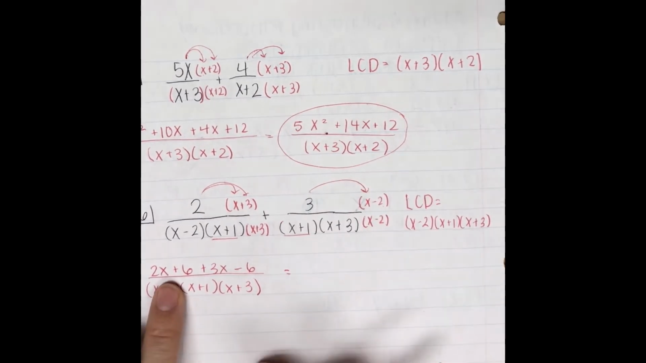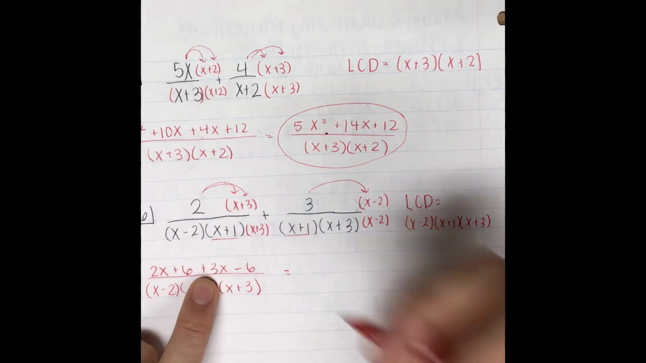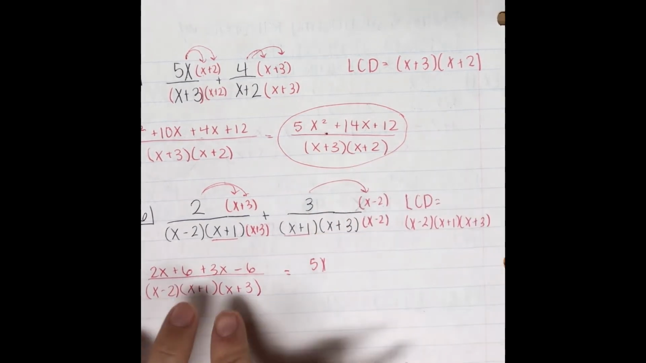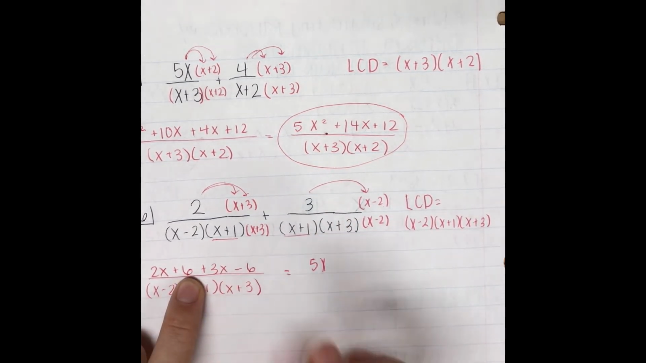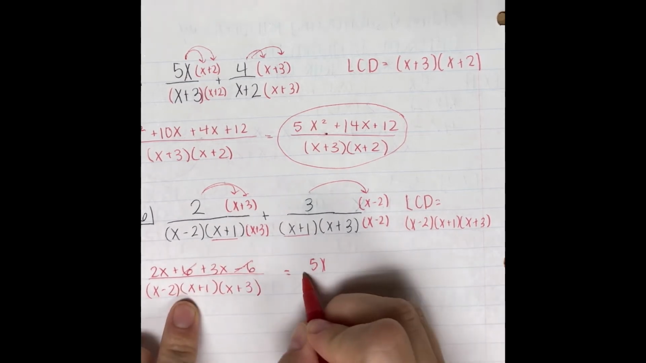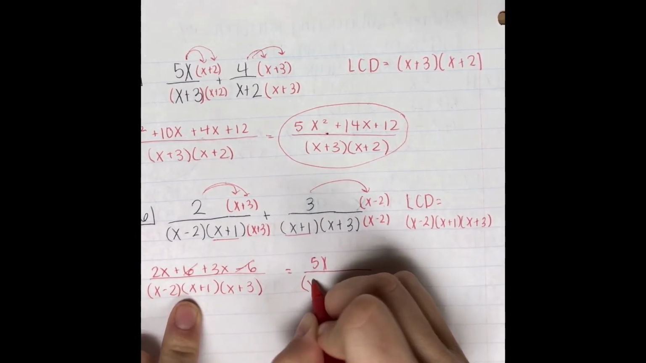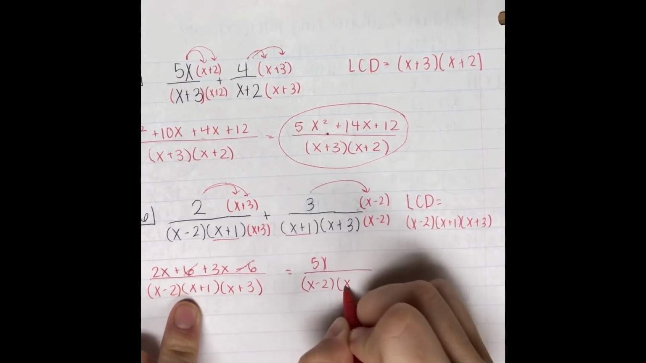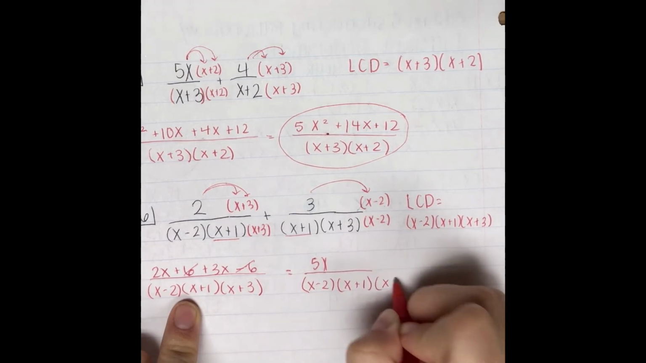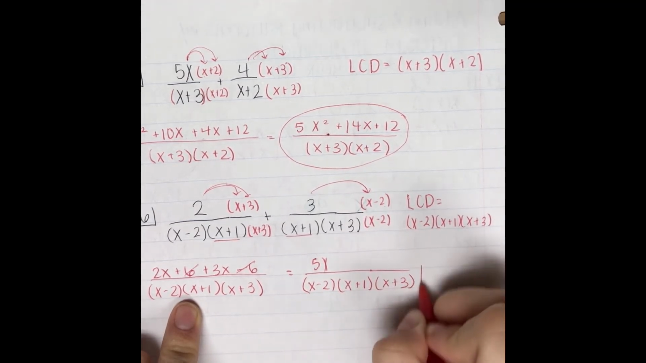Combining like terms, 2x plus 3x gives us 5x, and then 6 minus 6, these would cancel out. So you have a 5x over x minus 2 times x plus 1 times x plus 3, and that is your answer.